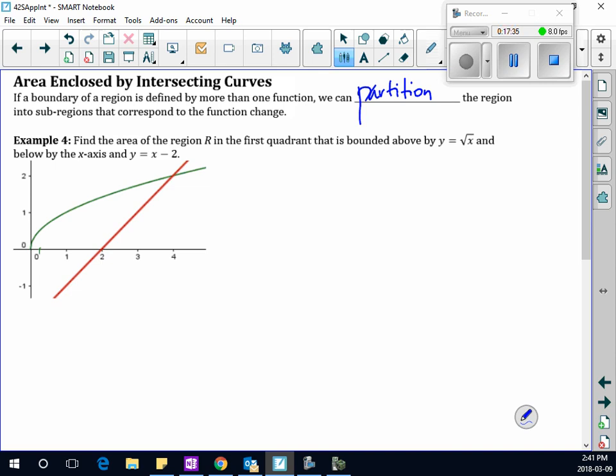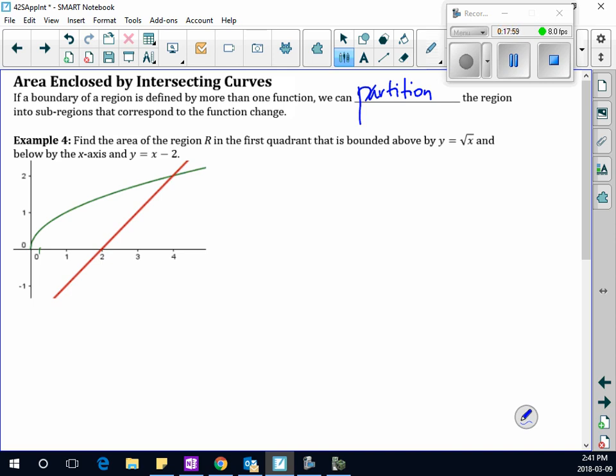So, find the area of the region R in the first quadrant that. Now, this is where reading well is going to help you a lot. You can't just skim and say, oh, it's this, whatever. The problem is now, so let's read this. Find the area of the region R in the first quadrant.